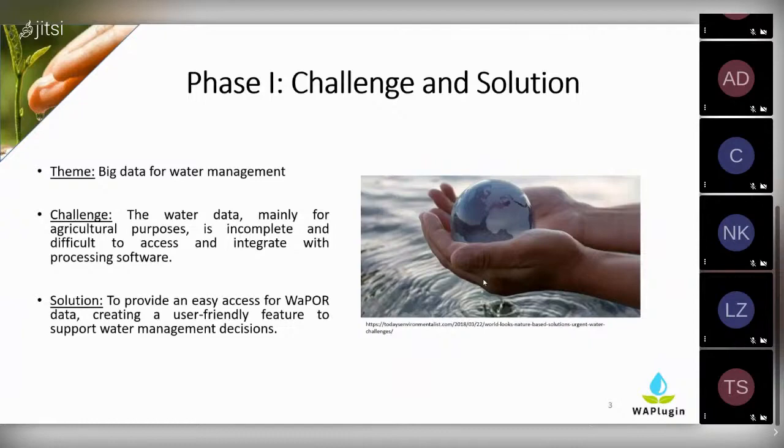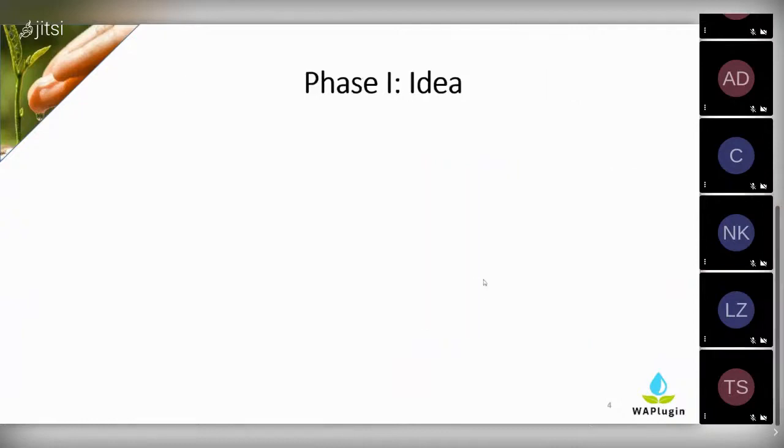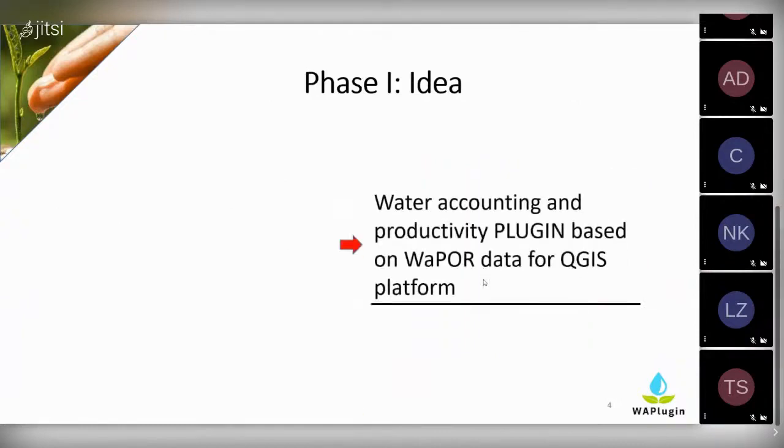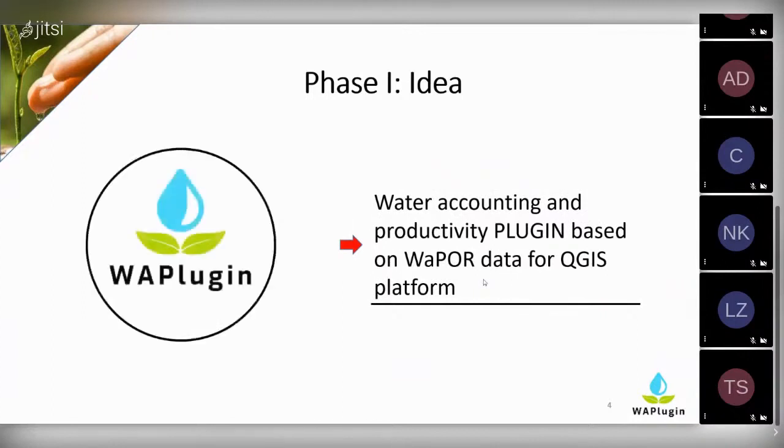So based on that, our idea was to create a water accounting and productivity plugin based on Wapper data for QGIS platform that we named the Waplugin. That means water accounting and productivity plugin. So this tool will bring Wapper data to QGIS, and also it has the capacity of calculating water accounting and productivity indicators that will help to the decision making in the agricultural sector.